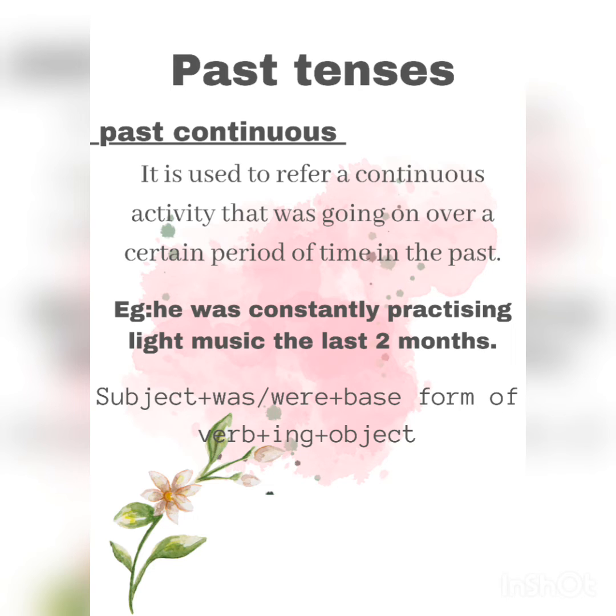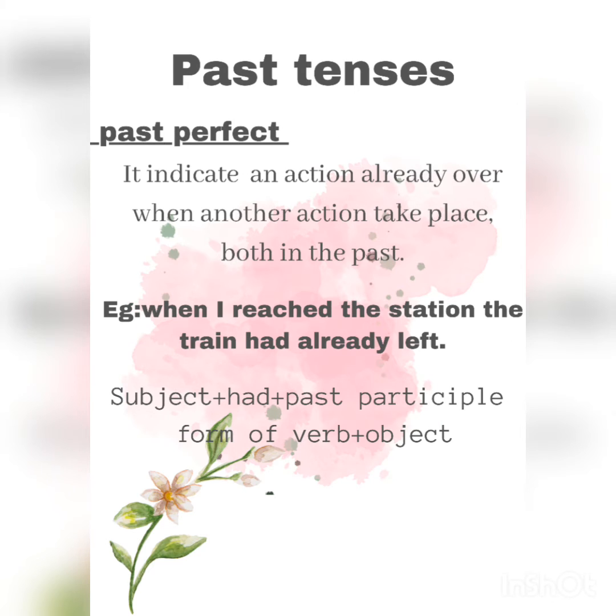Next one is past continuous. It is used to refer to a continuous activity that was going on over a certain period of time in the past. The form of past continuous is subject plus was or were plus base form of verb plus ing plus object. For example, he was constantly practicing light music the past 2 months.